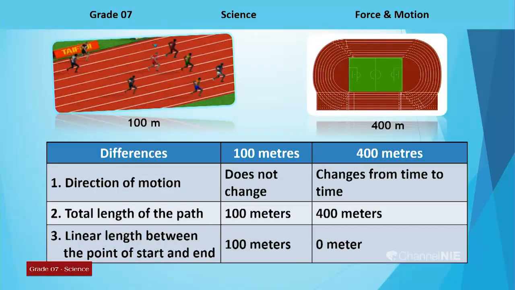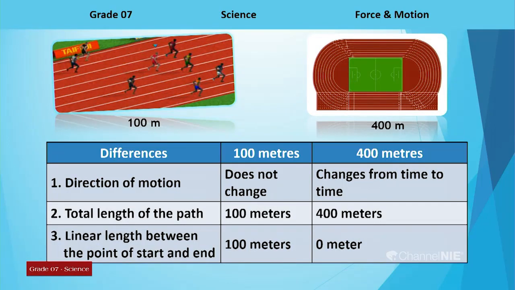Direction of motion. My dear children, please draw your attention towards the direction of the motion of the runner in the 100 meter race. You can observe that the direction of the motion of the 100 meter runner does not change. But when we think about the direction of the runner of the 400 meter race, it changes with time, right. So, that is about the direction. When we think about the total length of the path in the 100 meter race, the total length is 100 meters. But when we think about the 400 meter running event, the total length of the track is 400 meters.